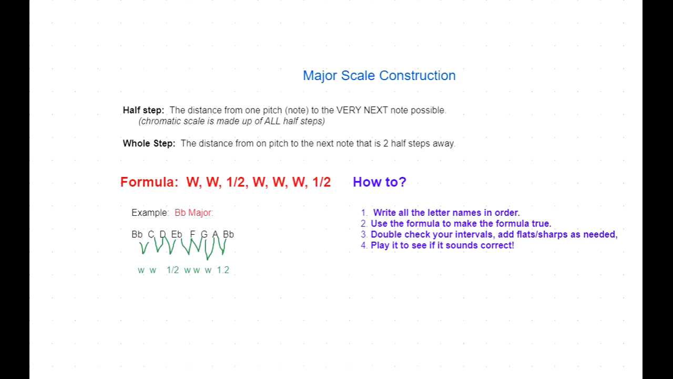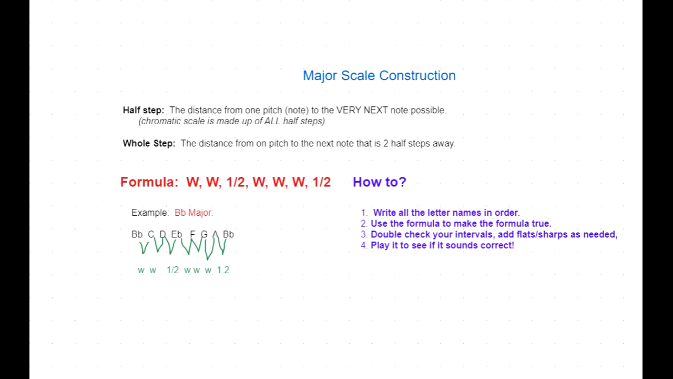The next part is to use the formula to make it true. If someone says, please make a major scale on B flat major, I'm going to start by writing all the letter names: B, C, D, E, F, G, A, B. I already know that I'm going to need a B flat because that's the name of the scale, so I'm going to add the flats to both of the B's. At this point, I would not have the flat next to the E yet.